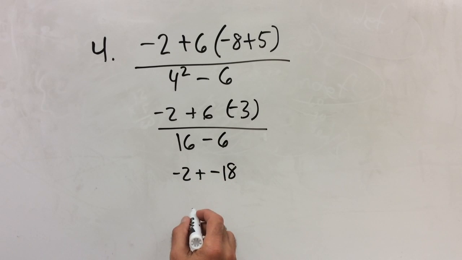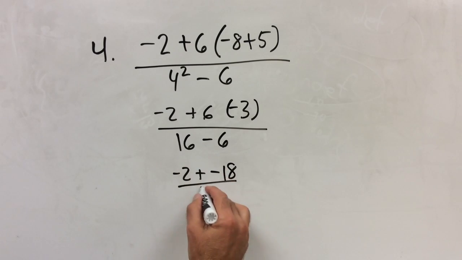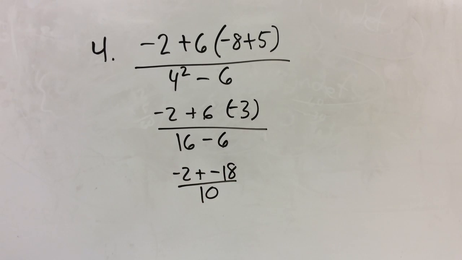Bring down the -2 plus -18, and we'll do the denominator again. 16 minus 6 is 10. Back to the numerator. End up with -20 divided by 10. And the final answer would be a -2.